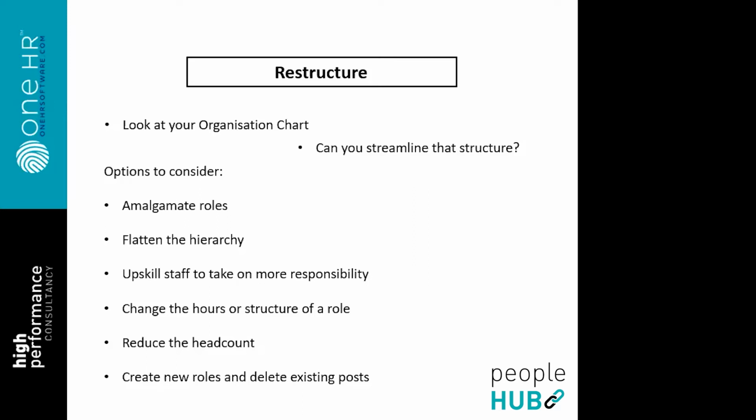Reduce the headcount, of course. This is something that many people will be considering at the moment. Like I say, just trimming some potentially excess fat and making sure that they've got everything streamlined. So reducing the headcount will form part of a restructure, and then creating new roles and deleting the existing posts.